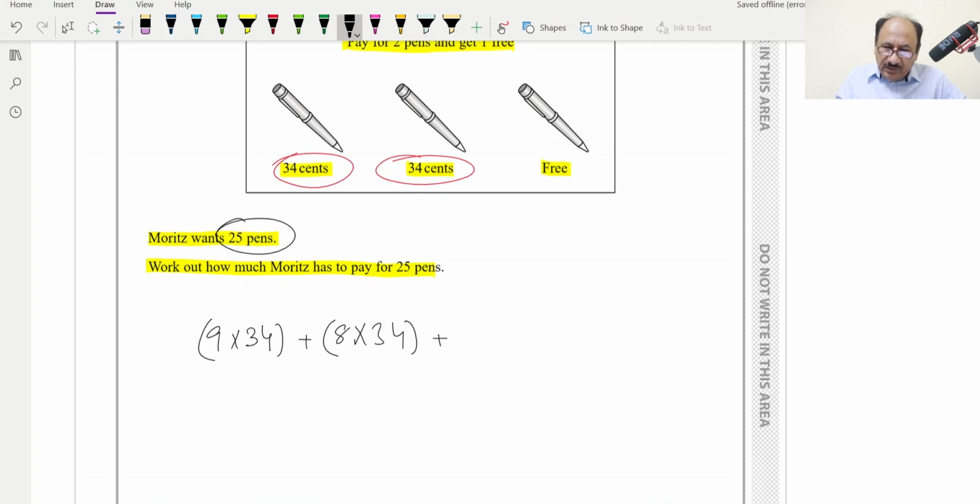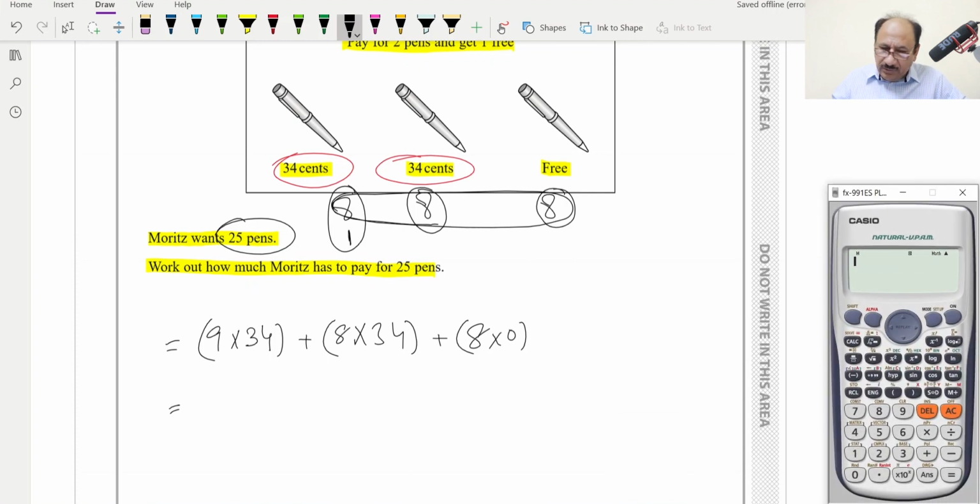He will be getting 8 pens free, because this will be 8. He'll be buying 8, 8, and he will be getting 8 free. So 8 threes are 24. So he'll be buying this, but one is less, so he has to buy one more. So in total, he will be buying 9 for this one, 8 for this one, and he will be getting 8 for free. This 8 will be multiplied by 0, because this is free. We are not paying anything for this. So this can be solved. 34 into 9 is equal to 306.